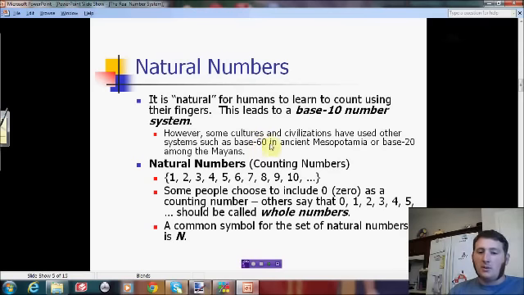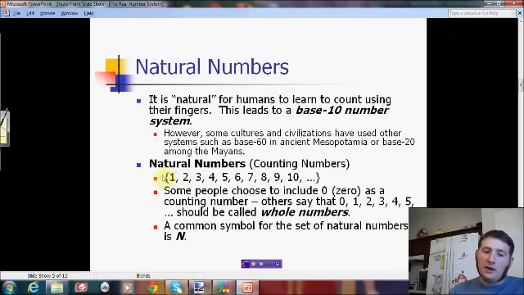For example, base 60 in ancient Mesopotamia, or base 20 amongst the Mayans. We actually still have a little bit of this base 60 system left over, thousands of years later. This is why there are 60 minutes in an hour, or 60 seconds in a minute, and it's also why there are 360 degrees in a circle. So natural numbers, the numbers we know and love.